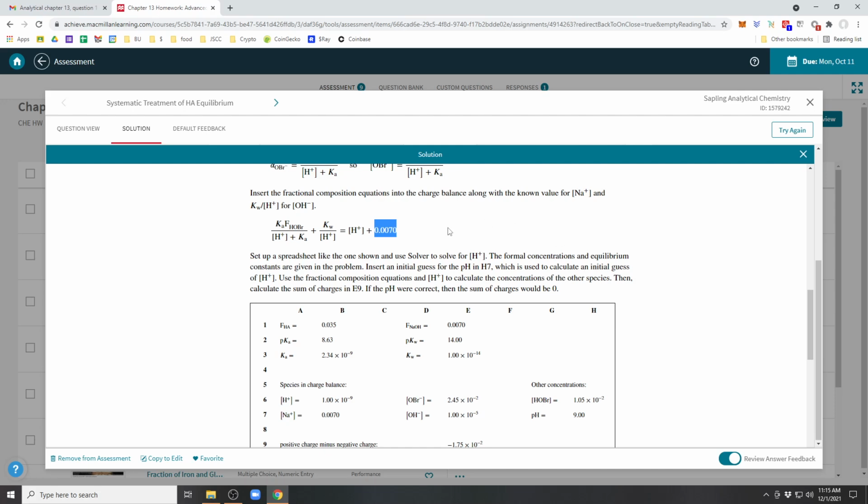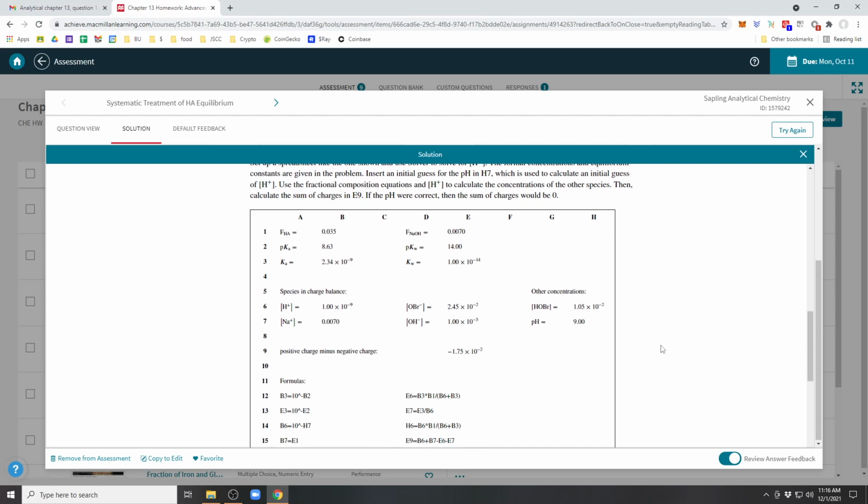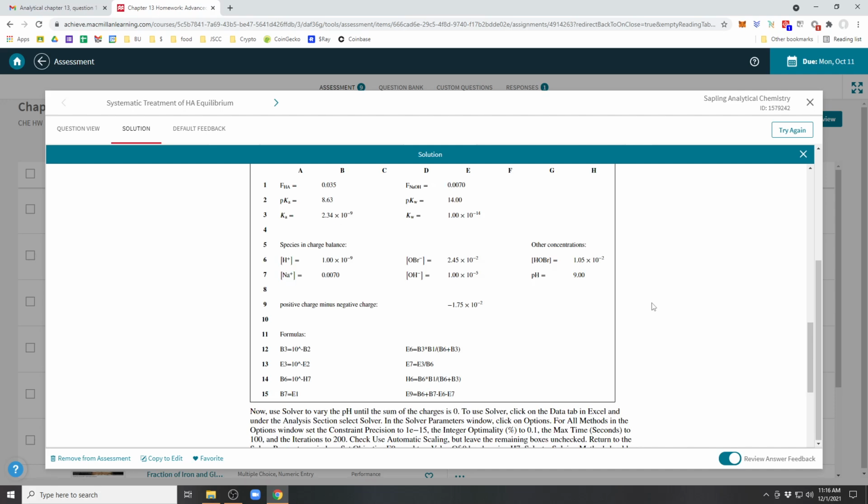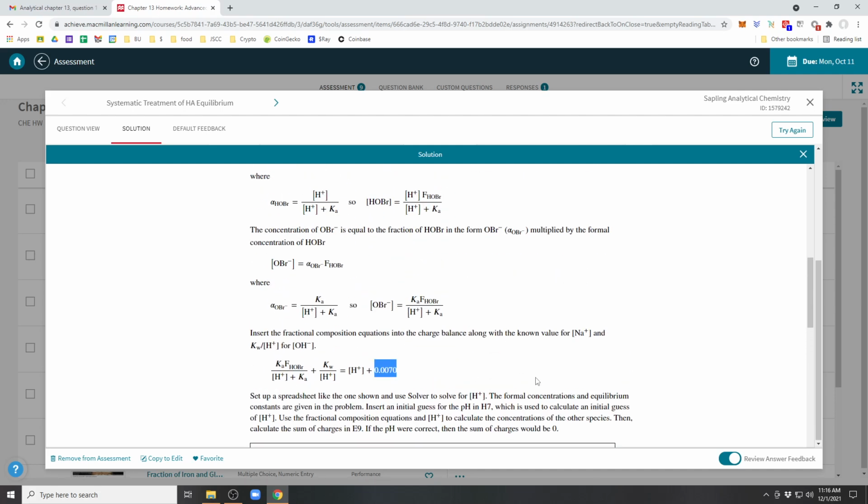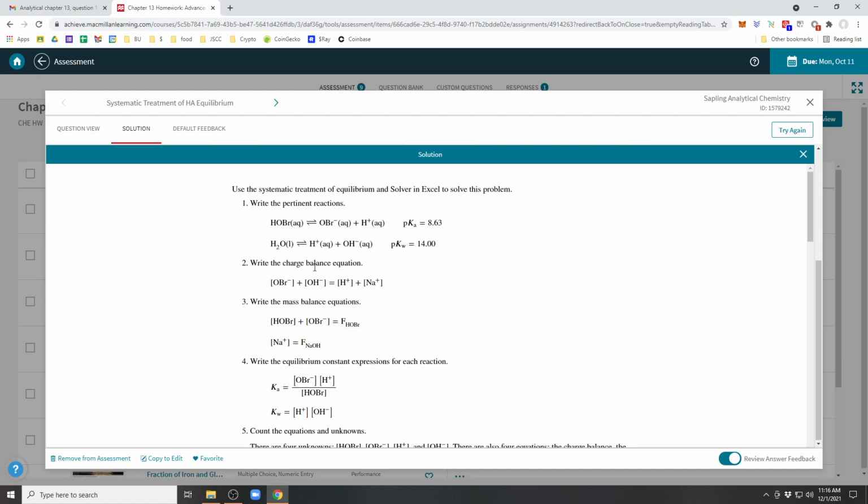We would then let it solve. It would solve for that pH. And in this case, we just went ahead and put in the answer, because I know what it is. Anyways, so the initial value of the pH, it would then solve. The sum of the charges would then give you 0 if it is correct, because that is the charge balance.